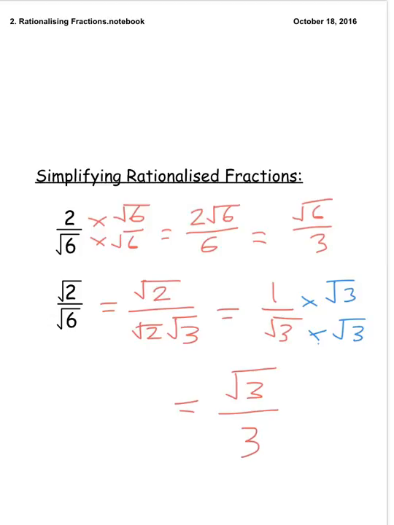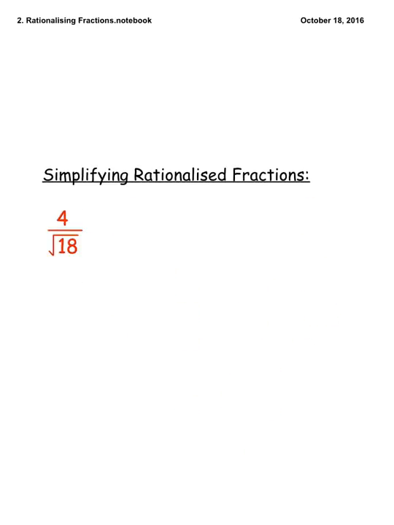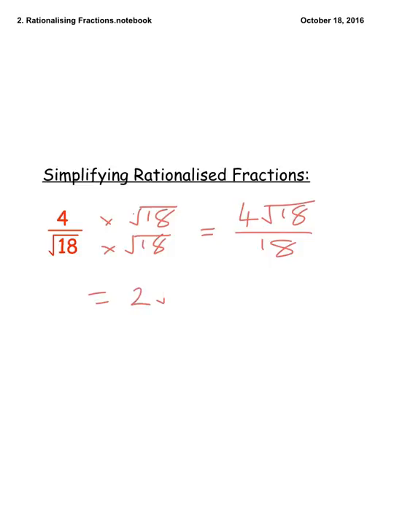This final example is very tricky. What we're going to do first is multiply both sides by root 18. That gives us 4 times root 18 on the top, which is 4 root 18. And it gives us a whole number 18 on the bottom. Those keen-eyed among you will realize that there's a factor of 2 on the top and bottom of that fraction. So I'm going to take that away. 4 divided by 2 is 2 root 18. And 18 divided by 2 is 9.